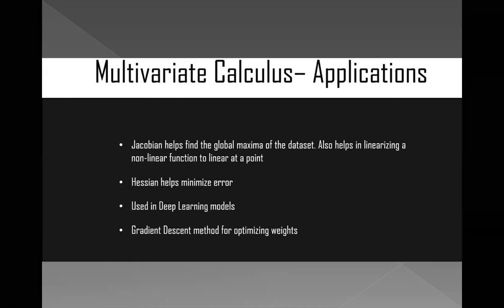This is a list of some of the applications used in our ML algorithms from the part of multivariate calculus. It helps to find the global maximum, and moreover it helps to identify the Hessian matrix. By using that, we can minimize the error, and it is predominantly used in deep learning models, especially for the gradient calculation. That is why I posted the algorithm name here: the gradient descent method for optimizing the weight values in the CNN, right?